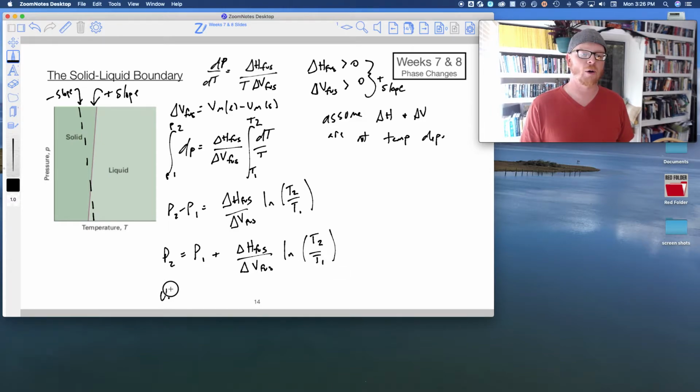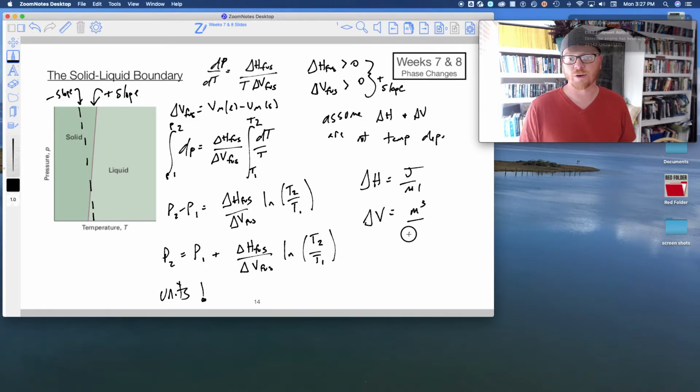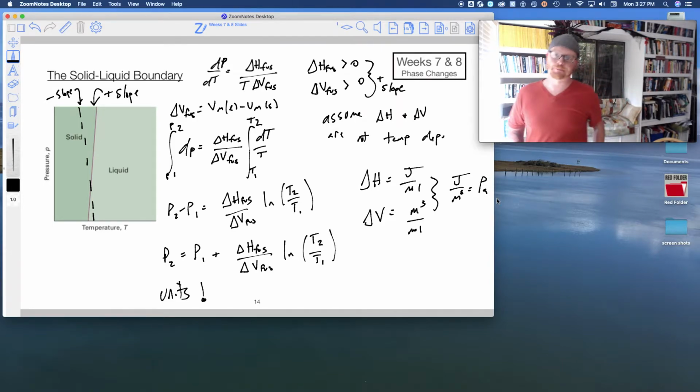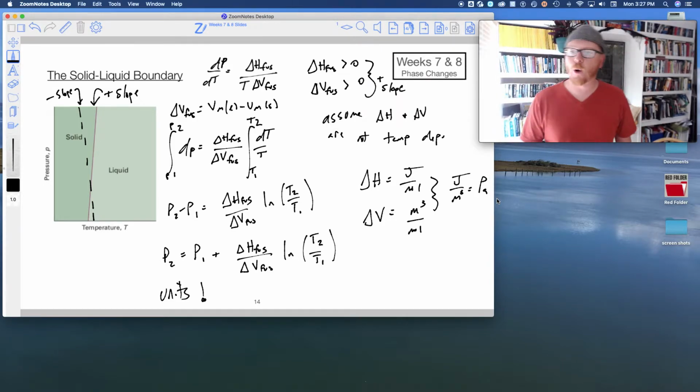Let's talk about units. Okay? So if delta H is in joule per mole, then that means delta V has to be in cubic meter per mole. Okay? Because a joule divided by a cubic meter equals a Pascal. All right? There's no other way around it, folks.